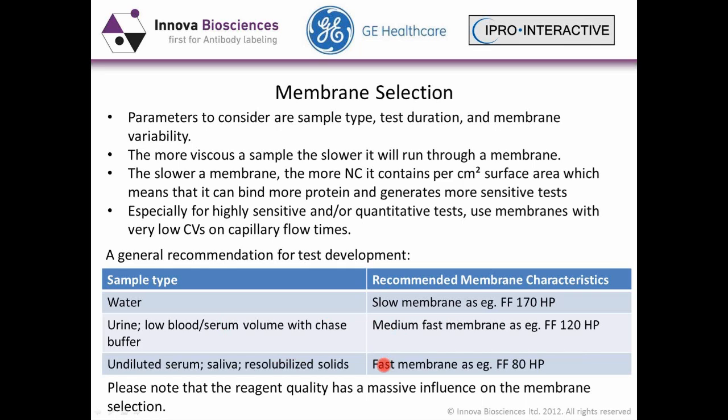Reagent quality is an issue here. An extremely high affinity antibody at the test line can make a test work that runs with urine or even low serum volumes on a very fast membrane, and even water can then run on a very fast membrane. A low affinity antibody will probably not work even with undiluted serum on a fast membrane. You might have to go to a medium fast or even a slow membrane. The price you have to pay then is a very slow rapid test.